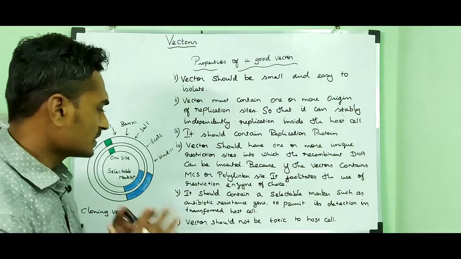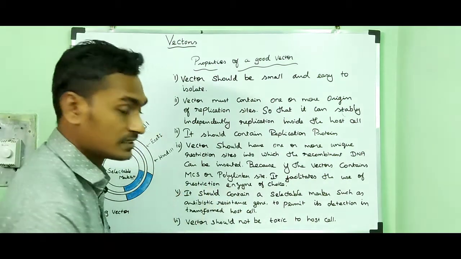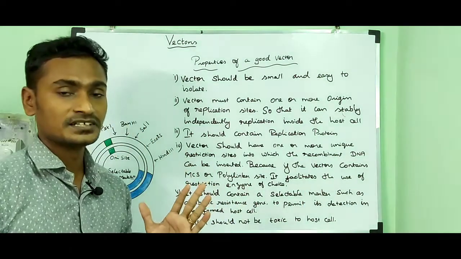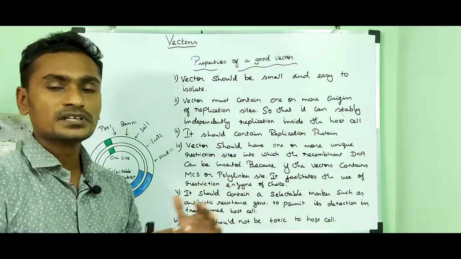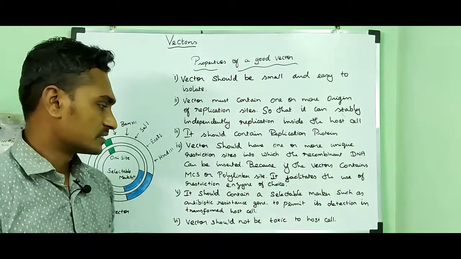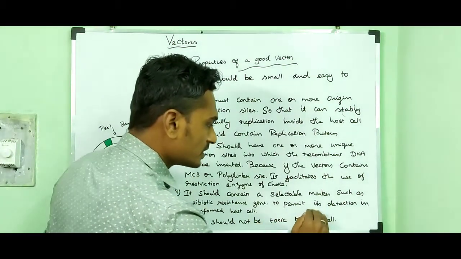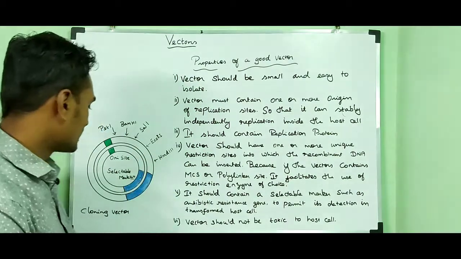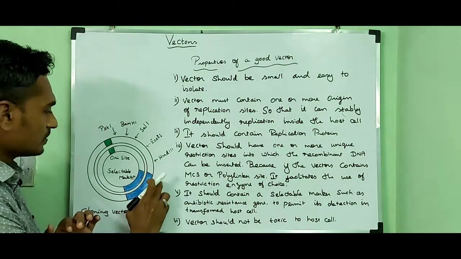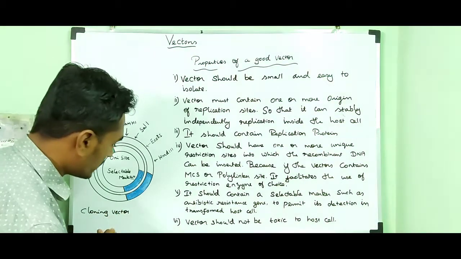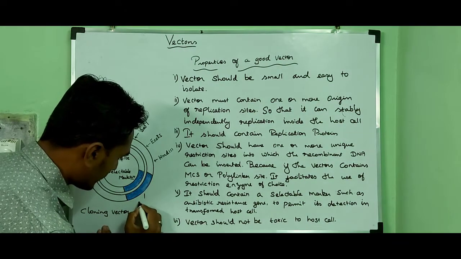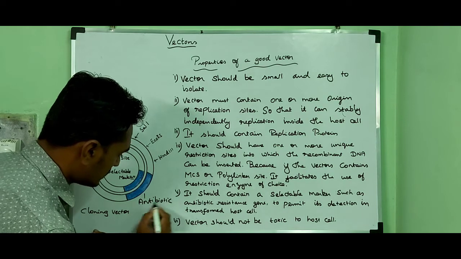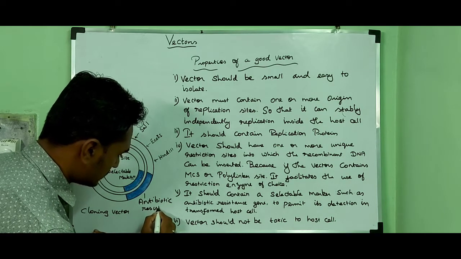Then it should contain a selectable marker such as an antibiotic resistance gene. Commonly it may be an antibiotic resistance gene to permit detection in the transformed host cell. That means it contains a selectable marker, and it is an antibiotic resistance gene.